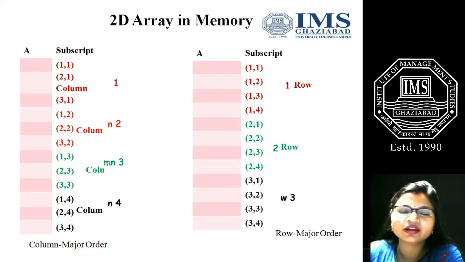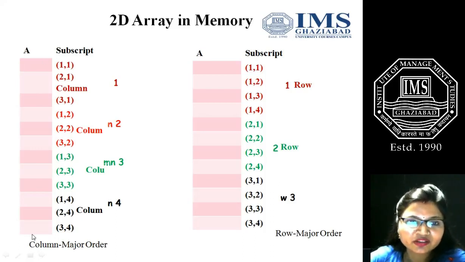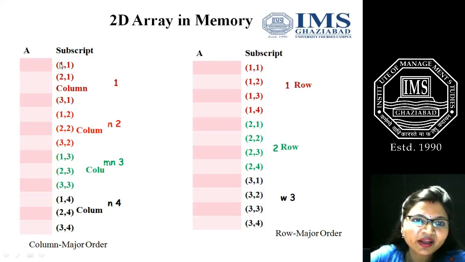So if you want to see the difference, if these are the memory locations in the computer, and we talk about column major order, here you are seeing that the column is the same and the row is changing. In the first location, we store the first element, in first row and first column, then the second element in second row and first column, then the third element in third row and first column. This is the first column.